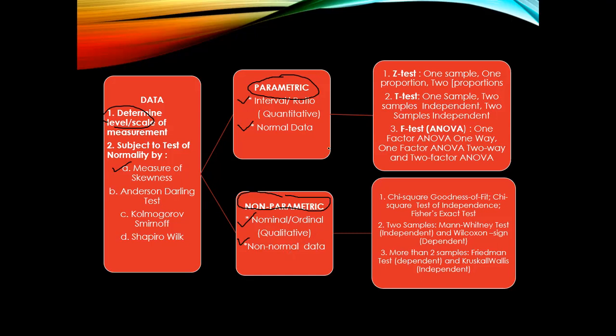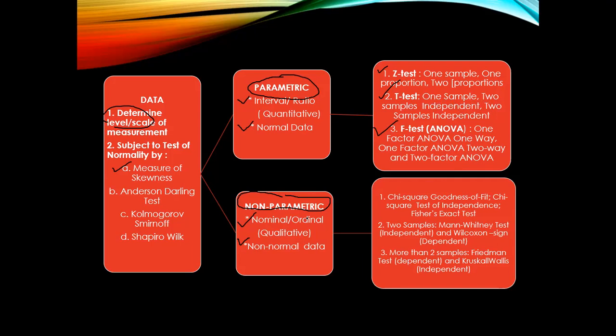Okay, so ano-ano po yung mga parametric methods? You have the z-test, you have the t-test, and then you have the f-test. So may mga iba't ibang statistical test under that. So sa z-test, meron tayong one sample, one proportion, two proportions. Under t-test, we have t-test one sample, t-test two samples independent, and t-test two samples dependent. Sa F-test naman, of course, you have your one-factor ANOVA one-way, one-factor ANOVA two-way, and two-factor ANOVA.